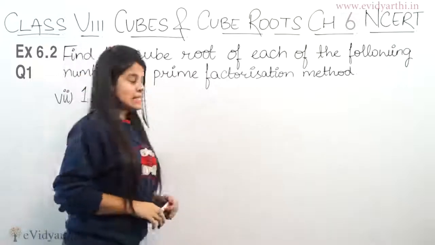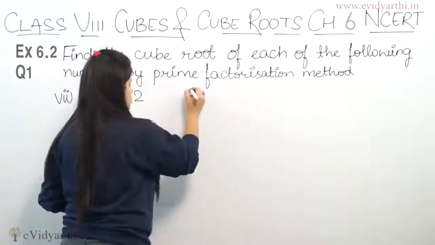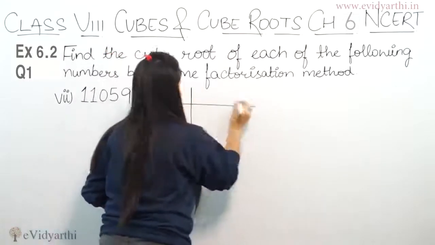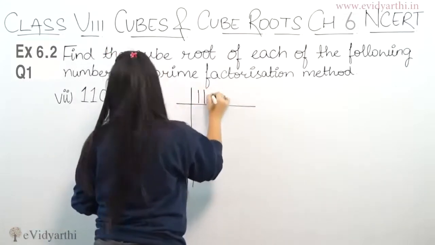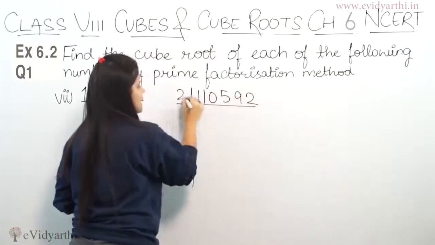Now coming to the seventh part. Seventh part में है 110592. So let's find the prime factorization. 110592, 2 से start करते हैं.